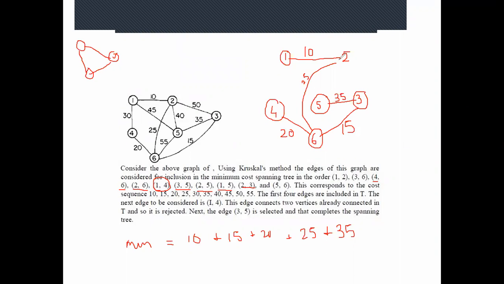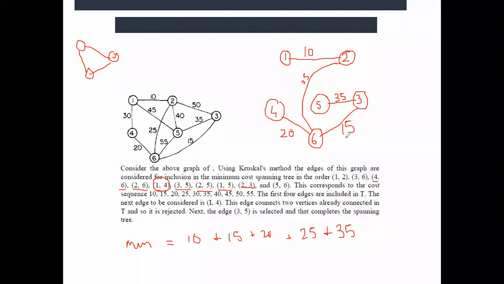Ma'am, so you can see this is very easy to find out using Kruskal's algorithm, you are just adding these edges: 10, then 15, then 20, 25, and then 35. You can find out the sum of this. That will be the cost of your minimum spanning tree. Okay.